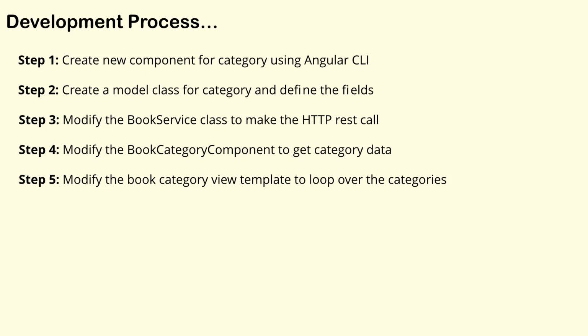So far in our development process, we have completed step 1, step 2 and step 3. And in this video, we're going to concentrate on step 4, which is modifying the book category component to get the category data. So let's begin.